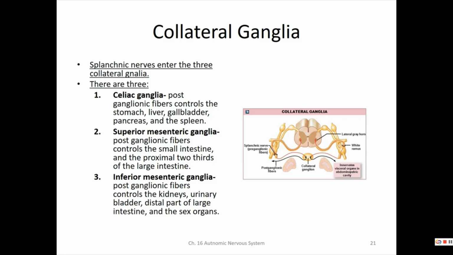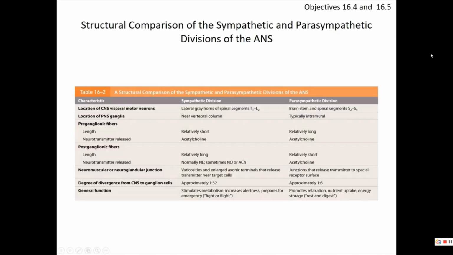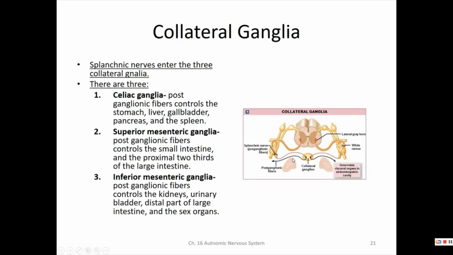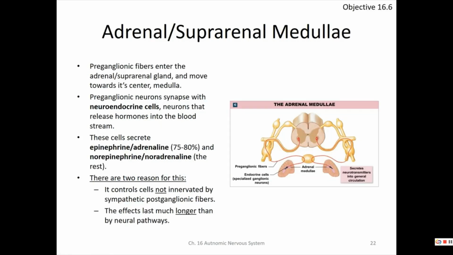Now, the superior mesenteric ganglia controls your small intestine and most of the large intestine. We call that the first 2/3. The inferior mesenteric ganglia controls the rest of the large intestine, rest of the colon, but it also controls your kidneys, your bladder, and your sex organs. Now, you could see these here, okay? We could see liver, gallbladder, things like that, okay? Stuff like that.